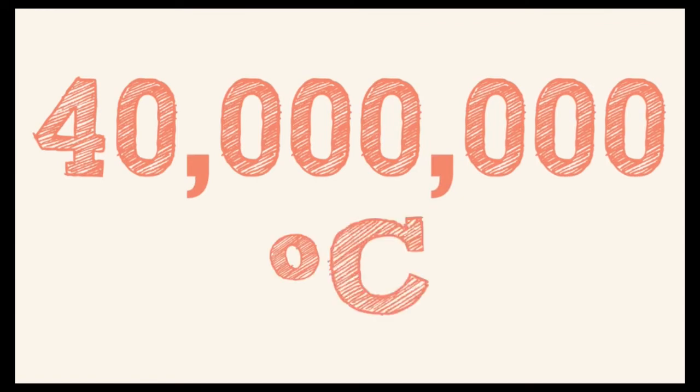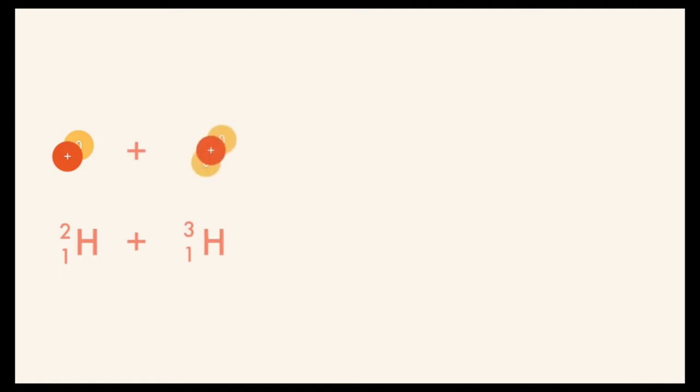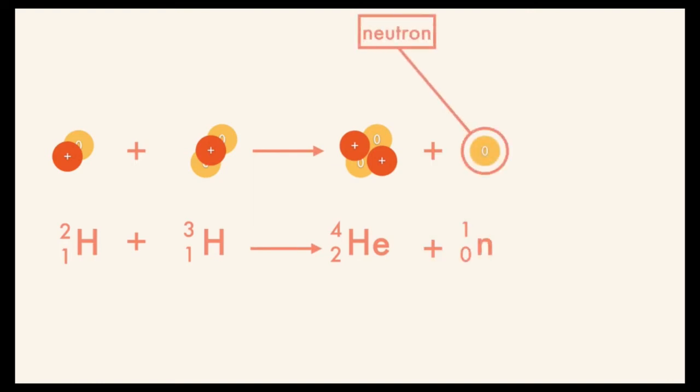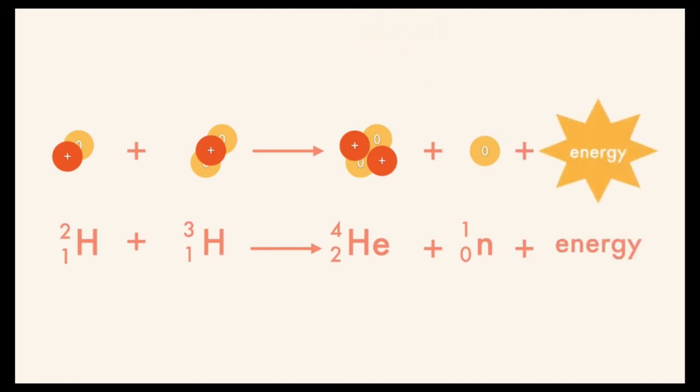Fusion requires very, very high temperatures in order to occur. We're talking over 40 million degrees Celsius. This is what's happening in our sun, so the high temperatures make sense. Let's look at a reaction that occurs in the sun. Deuterium is an isotope of hydrogen with one neutron, and tritium is an isotope of hydrogen with two neutrons. When they collide under high temperature conditions, they form a helium atom with two protons and two neutrons. They release a neutron, written with the lowercase n for the symbol, and they release a huge amount of energy.